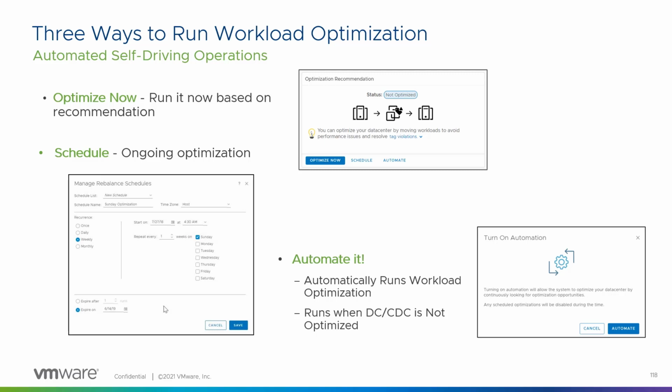You can also automate it. Automating it basically means it will constantly look for optimization problems, and then when it finds one, it will automatically make those changes for you. So if there's suddenly a bunch of contention on one of the clusters and I need to move things around, it will automatically kick in and say, hey, I'm going to go ahead and start moving these workloads to ensure, again, they're optimized, and in this case, can get to the resources that they need.